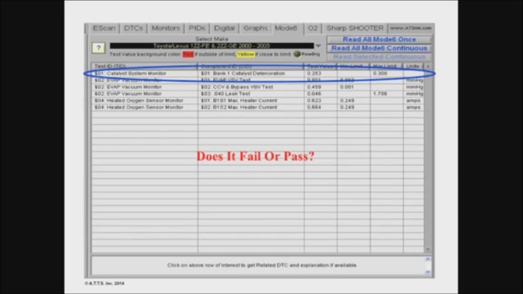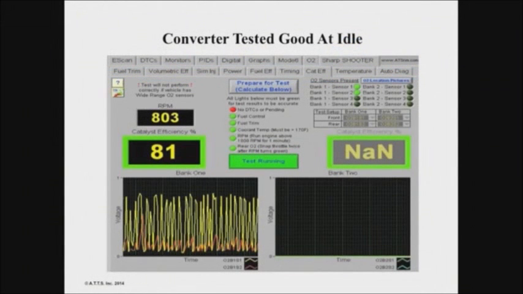Notice I don't have continuous checked. Okay, so does it pass or fail? Well, it's passing right now, but it's borderline. Hey, doesn't it pass at idle? What did I tell you? But look at the rear O2 in the back.